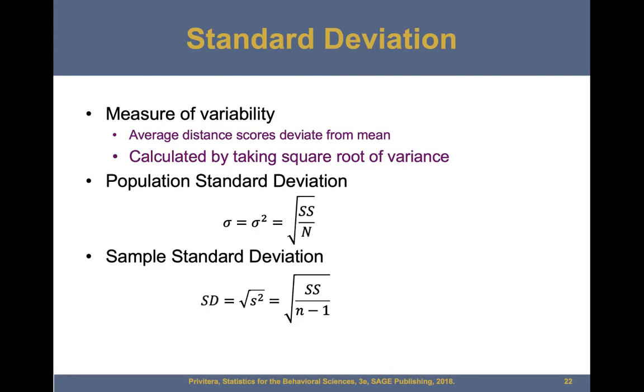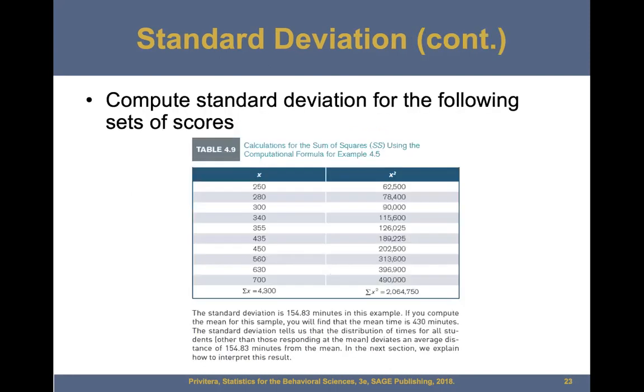So standard deviation, continue. We do the standard deviation for the following scores. So our X values and the sum, then we square all of them and we have the sum. The standard deviation is 154.83 minutes in the sample. If you compute the mean for the sample, you'll find the mean is 430 minutes, or our average. The standard deviation tells us that the distribution of all times for students deviates an average distance of 154.83 minutes from the mean. We'll talk about how you interpret that. It's like the clustering of behavior, typically, with a standard deviation.